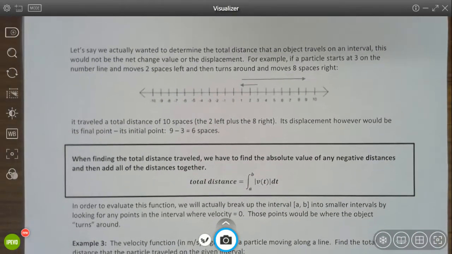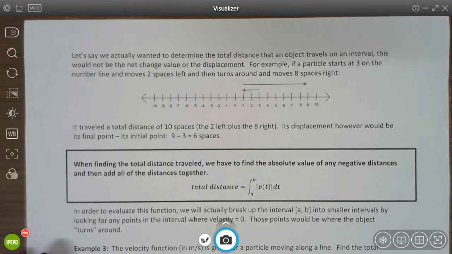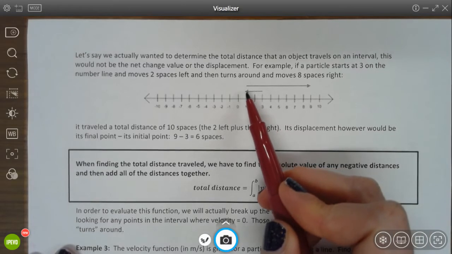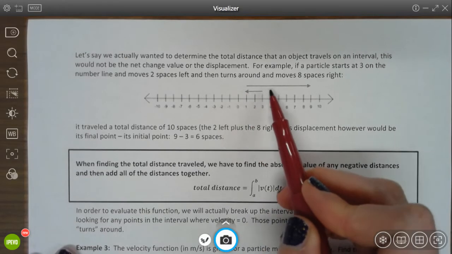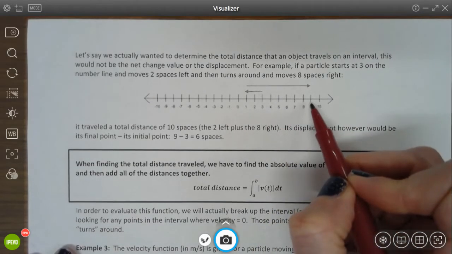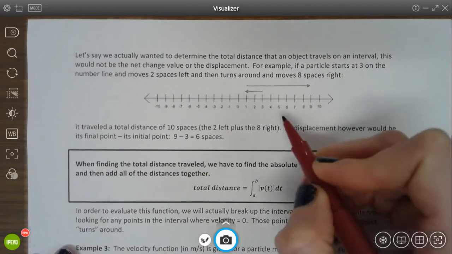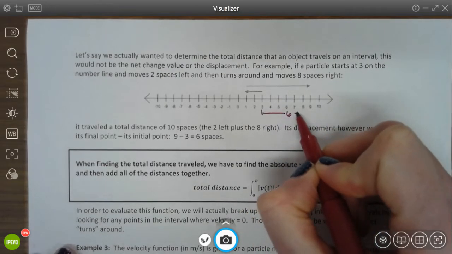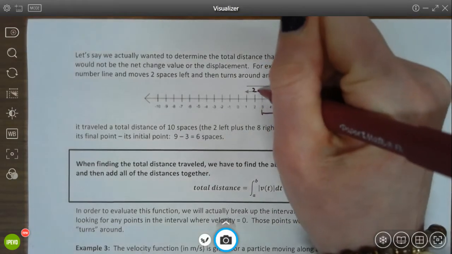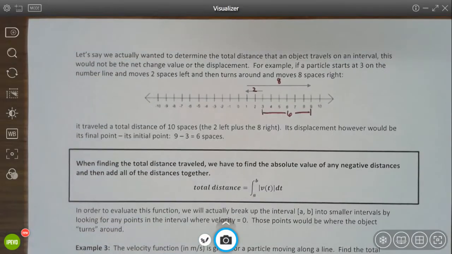But if I want total distance that an object traveled, so like this particle started at 3, moved left 2 spaces, turned around, and then moved right 8 spaces. Yeah, it started at 3 and ended at 9, so its displacement was 6. But my particle really moved a total of 10 spaces. It moved 2 to the left and 8 right, so altogether it moved 10 total spaces. There's a big difference between 10 and 6.